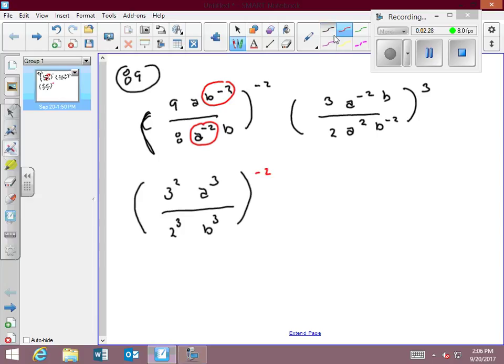Okay, so now this one, I'm going to simplify what's inside. So it's still a 3 and a 2, but now the a minus 2 up here will go down as a plus, right? So then we have an a4. Are you good with it? Okay. And then that b minus 2 goes up, so we have a b3. So we've done everything inside that bracket.